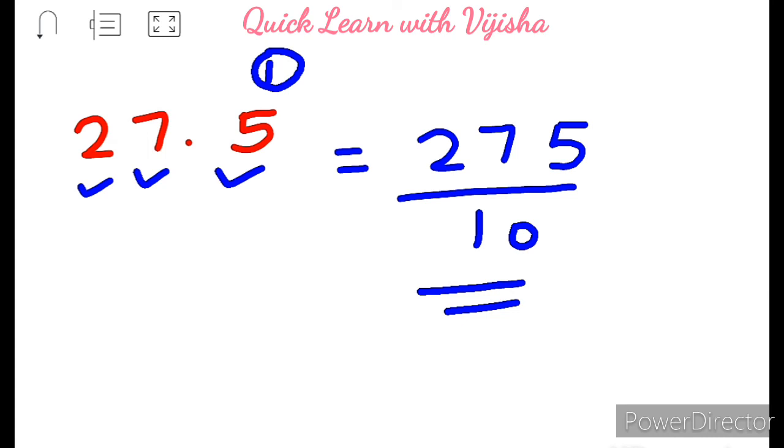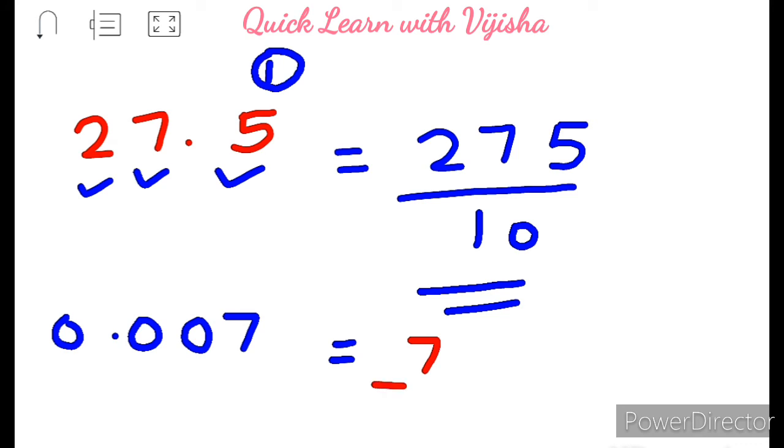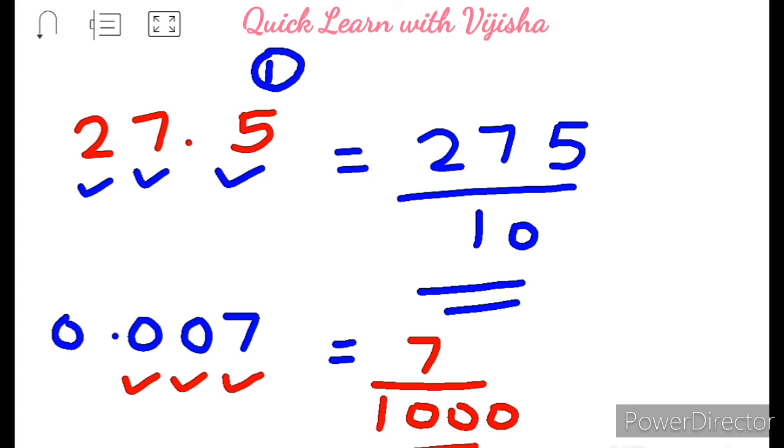So let's see question number 2 also, 0.007. Now in this, what is the digit? The main digit is 7, rest are zeros. Now how many digits are there after decimal? 1, 2, 3. So 3 means how much will it come as? 1000. Understanding, children? Hope you are understanding all the concepts for practice set 15.